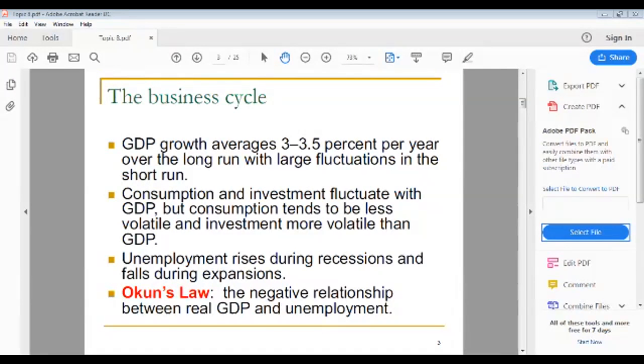But what we see here is Okun's law, which gives us a way to say that there's an inverse relationship between real GDP and unemployment. Basically, unemployment would have to be higher if real GDP was lower, and vice versa. So they're moving in opposing directions with each other.